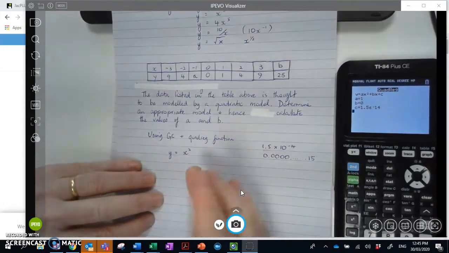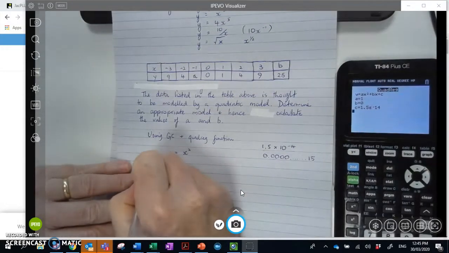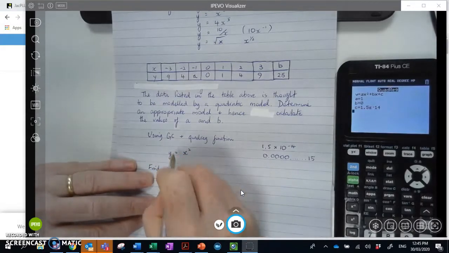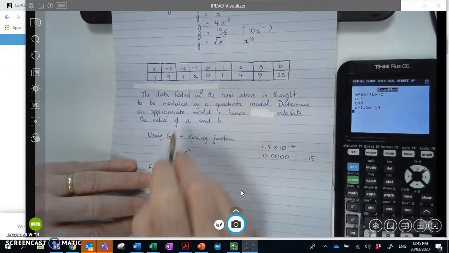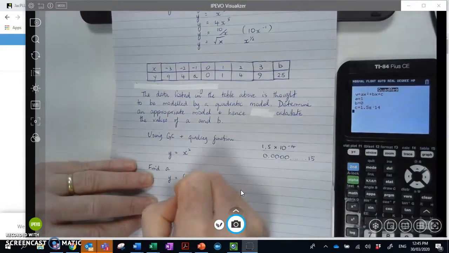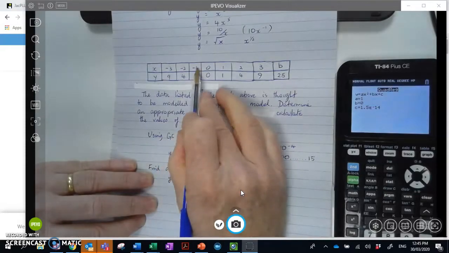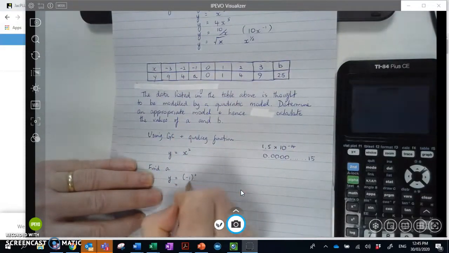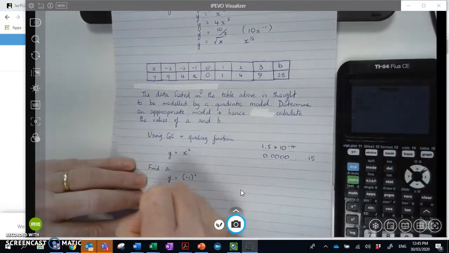So having determined that, we can then say, let's find a. So a is our value up here. So y equals -1 squared. So we want to find that value of a when x equals -1. So of course -1 squared will just be 1. So a equals 1.